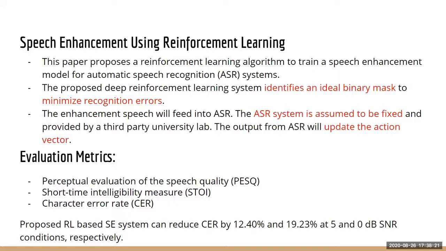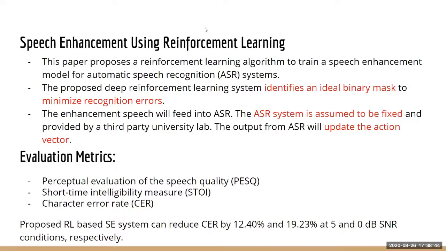Another metric that this paper uses is the character error rate, which is pretty straightforward. It is the percentage of characters from the speech that the system did not identify correctly. So a character error rate of say 10% means that every 10th character from the speech was not correctly identified.